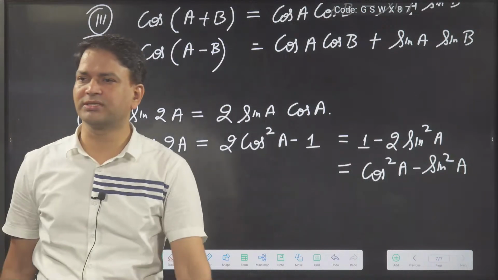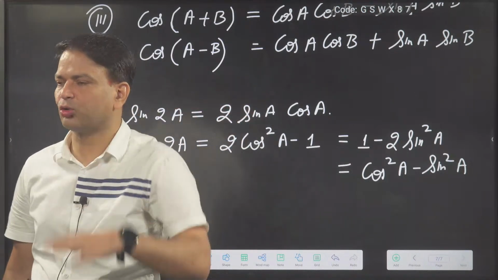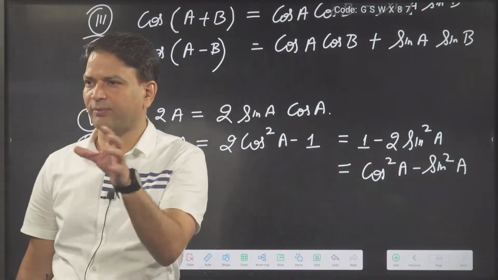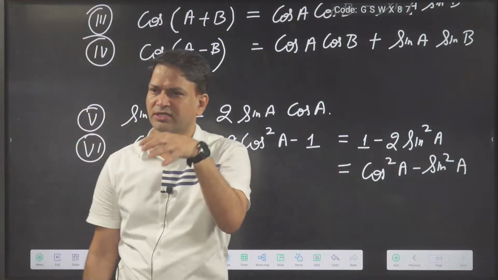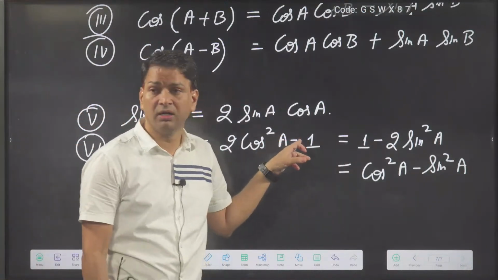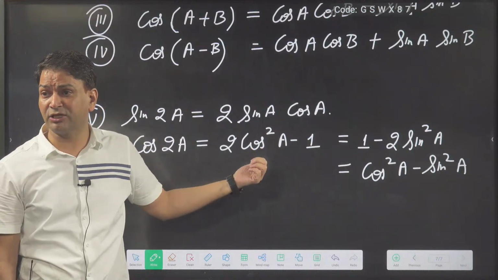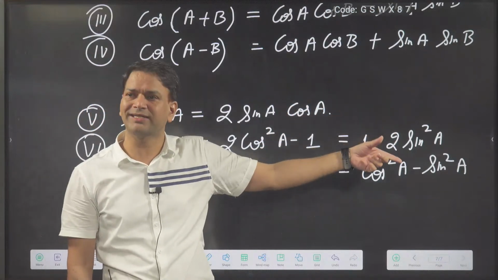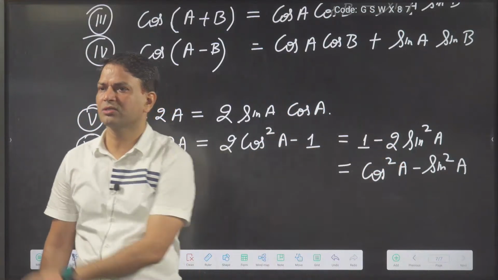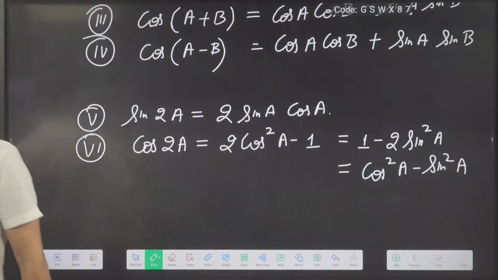Everybody got it? So sine 2A has only one formula, 2 sine A cos A, but for cos 2A we have to remember 3 formulas. One is 2 cos square A minus 1. Cos square A you can write as 1 minus sine square A, then you will get 1 minus 2 sine square A, or we can write cos square A minus sine square A.